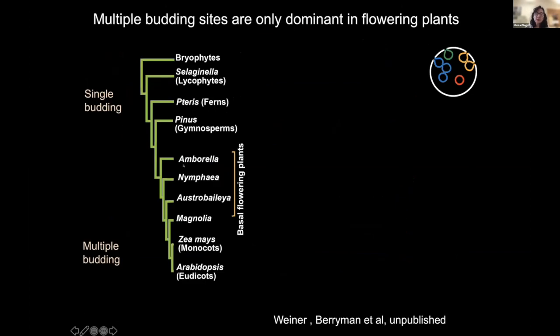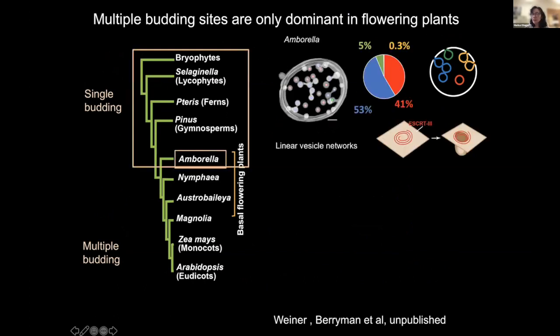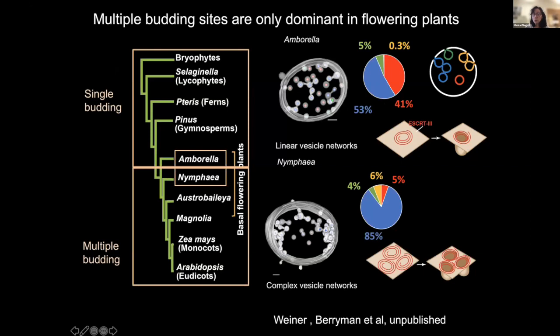So we went into more detail and tried to see exactly when that change happened. We were sampling among the most basal flowering plants, Amborella and water lilies. If we look at the endosomes of Amborella, they look very similar to pine: a very low proportion of multiple budding sites and 53% concatenated vesicles. When we get into water lilies, now they look identical to Arabidopsis. So something happened in this transition that changed drastically how these endosomes work.